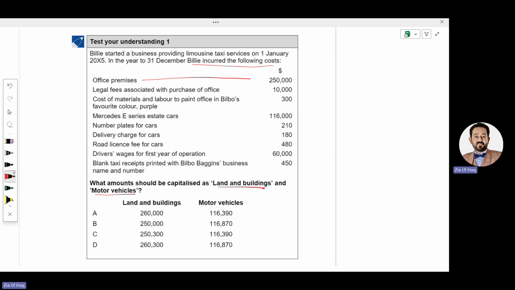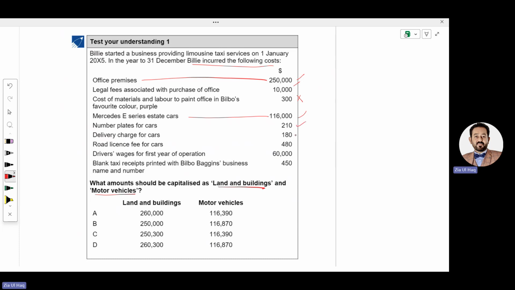Office premises, meaning land and building, 250. Legal fee should be capitalized. Cost of material and labor to paint the office in Billy Bilbo's favorite color: this should be expensed, not capitalized. Mercedes E series estate car: this is a motor vehicle, capitalized. Number plate for car: obviously a legal fee, and without a number plate you cannot run the car.